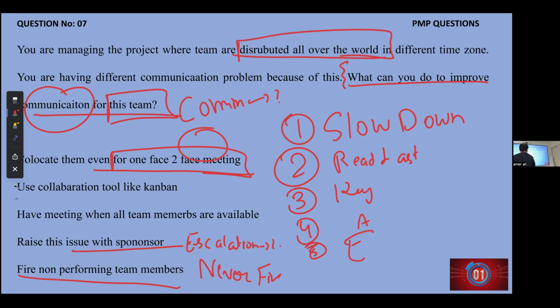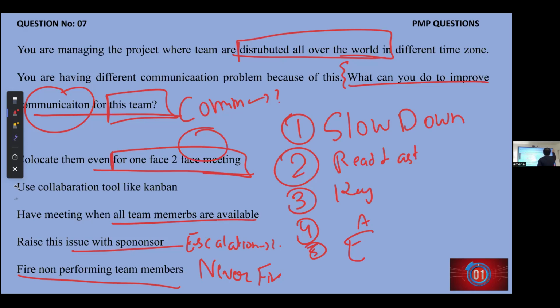Have a meeting? No. Now between A and B, both are right options. A is right. This will happen in the entire PMP. Both answers are right, but one of them is better. We know one of the principles in Agile that we discussed yesterday: co-location is preferred. So we would prefer if we can co-locate them. So A would be the right answer.